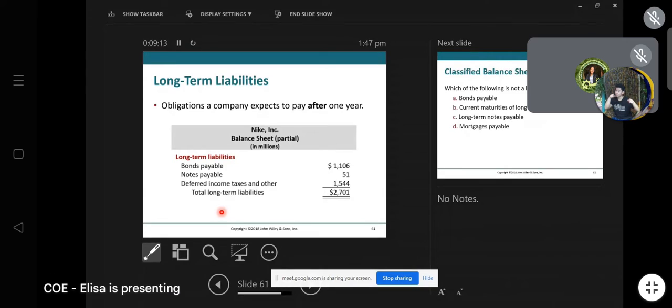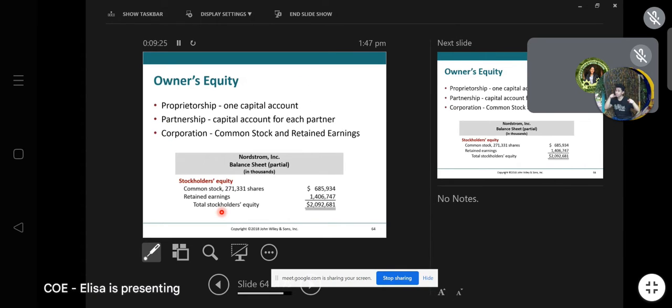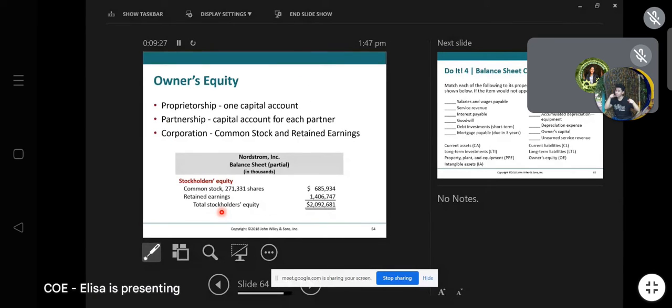And then long-term liabilities are obligations a company expects to pay after 1 year, such as bonds payable and notes payable. Owner's equity: we have 3 business forms. A proprietorship is owned by one capital account, just like our examples today. And there is partnership and there is corporation.